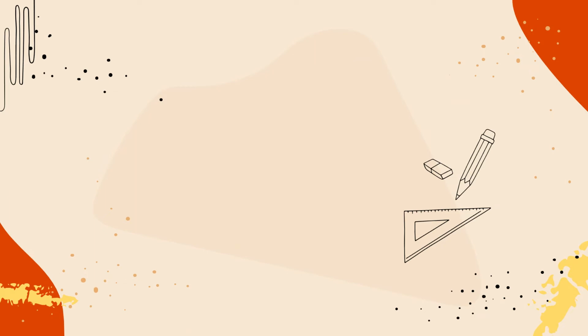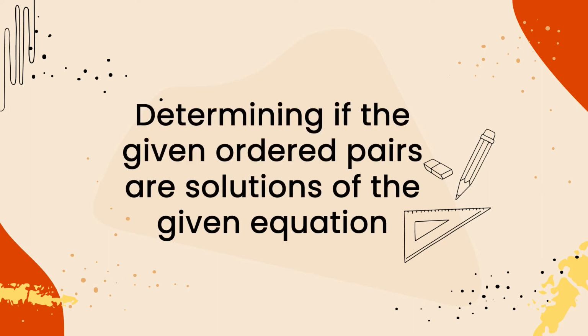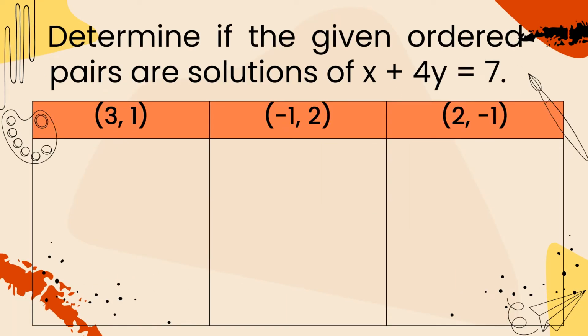Since maalam na kayong kumuha ng solutions ng ating linear equation, this time we are going to determine if the given ordered pairs are solutions of the given equation. So let us try. So this time, we have x plus 4y is equal to 7. We have 3 ordered pairs here, and we are going to determine if they are solutions of the given linear equation. So again, we are going to evaluate the given.